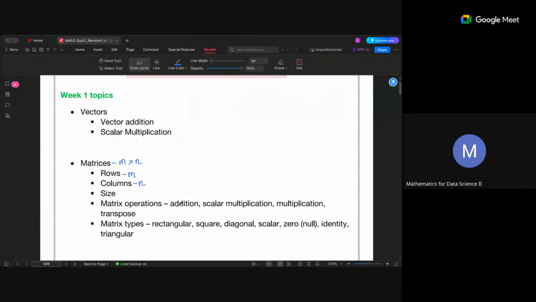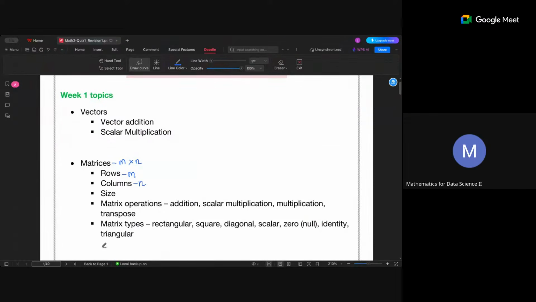Okay. So now addition, scalar multiplication, and multiplication. These things can be done for the matrix operation. So addition, for same size matrix we can do addition, and for scalar multiplication, for any matrix you multiply with a scalar, then it is scalar multiplication. So these two things are pretty straightforward.